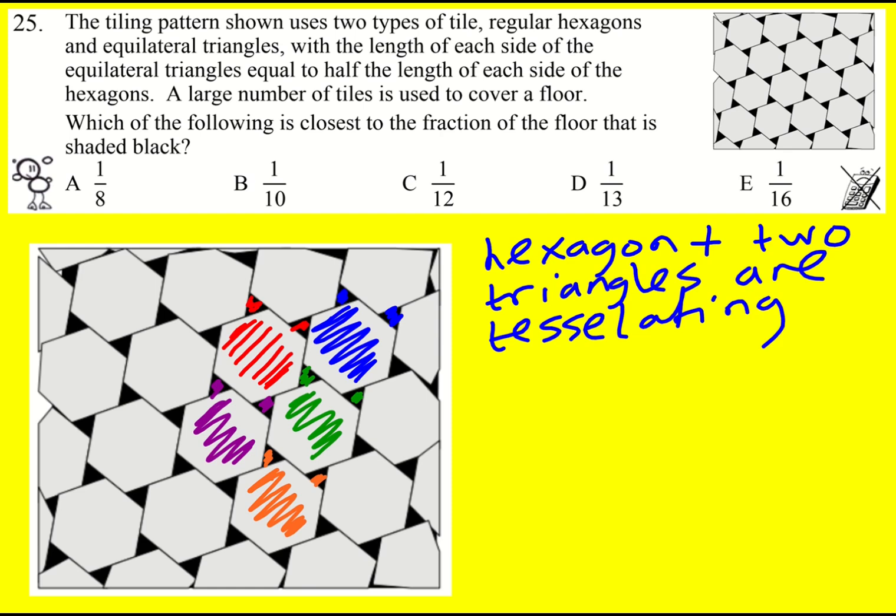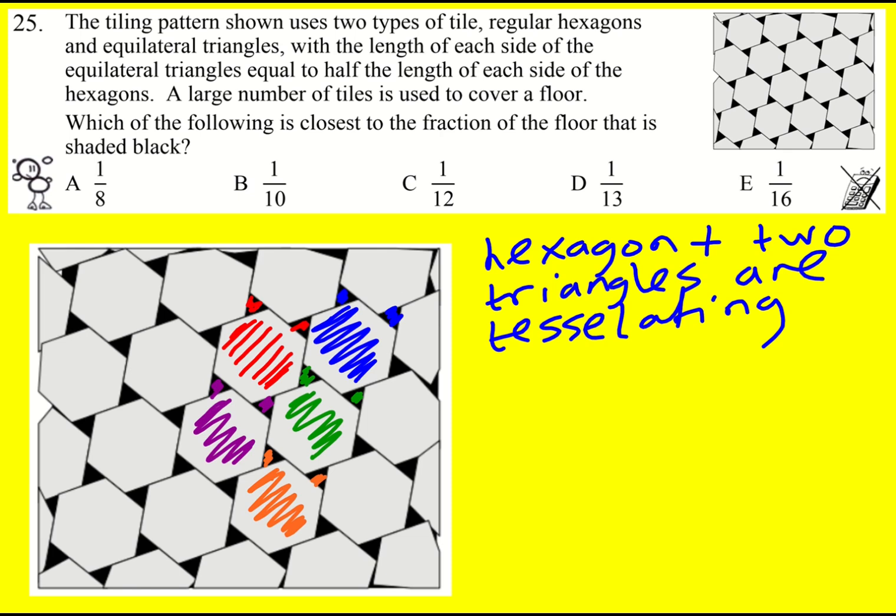Okay, now we've got that, we can focus on the fraction of just this shape that is black. Now here's the key thing. We're told a large number of tiles is used to cover a floor. That's quite important because obviously at the end you can see we don't have these triangles associated, but we're basically assuming that this is an infinite pattern. In reality, if it's a large floor, it's going to be close to the fraction.